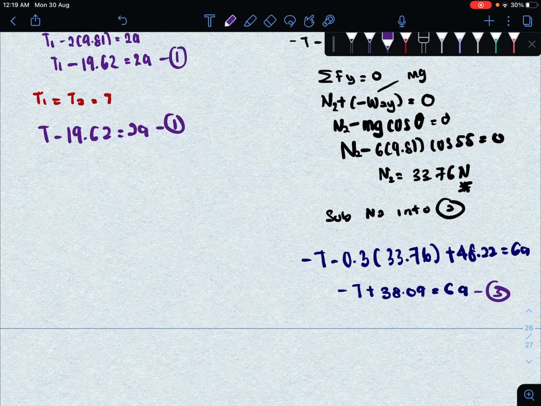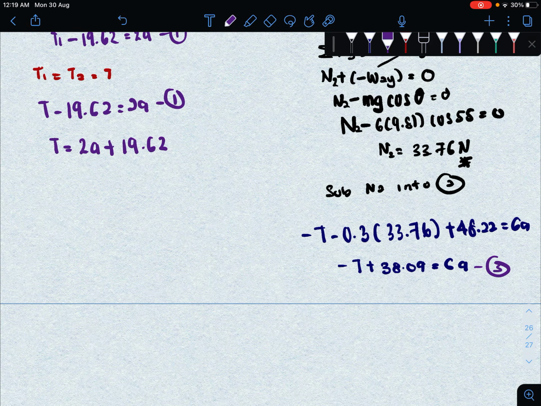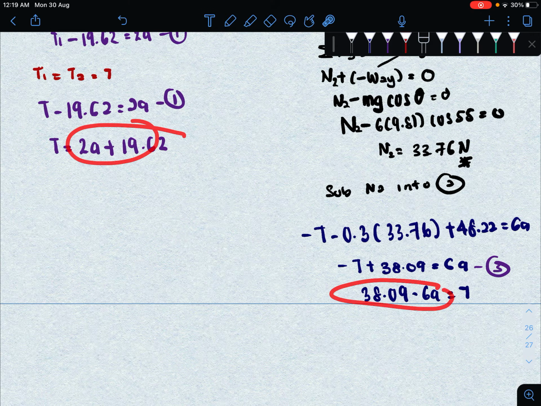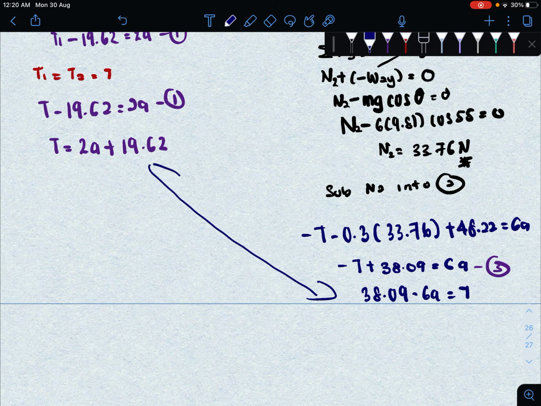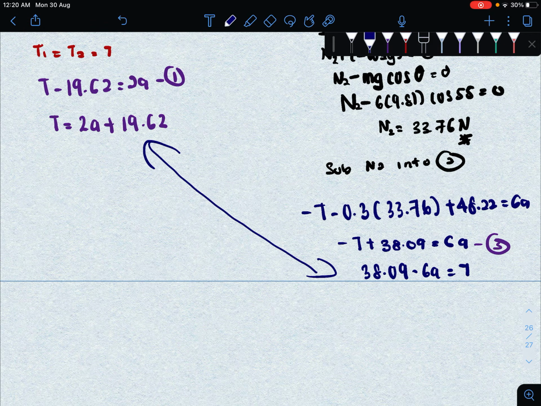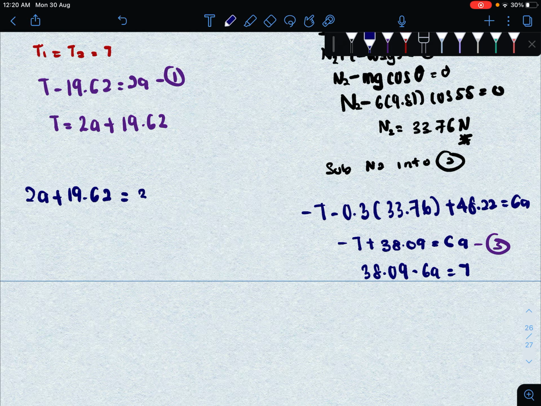Alright. So, apa yang kita nak cari adalah A. Therefore, I'm going to make T as a subject. T akan sama dengan 2A campur dengan 19.62. And then equation ini pula saya jadikan dia, bawa T ke sana, ke kanan. I'm going to bring my T there. So I will end up with 38.09 minus 6A is equals to T. So kalau kamu tengok, T sama dengan something dan T sama dengan something. So saya nak samakan dua-dua ni sebab dua-dua ni adalah T. So I'm going to equate these two. So 2A plus 19.62 adalah T, which is also sama dengan 38.09 minus 6A.